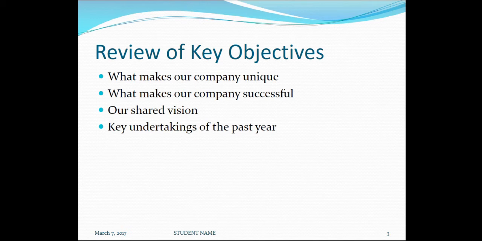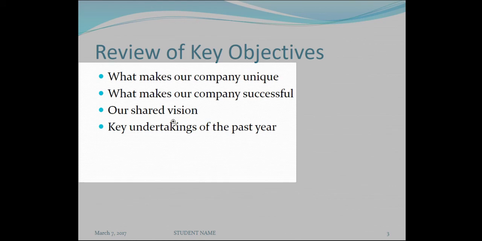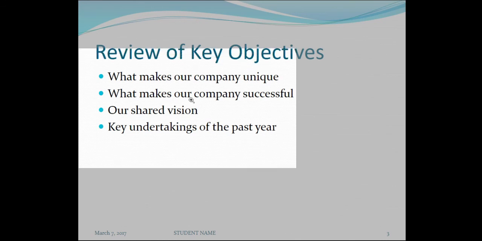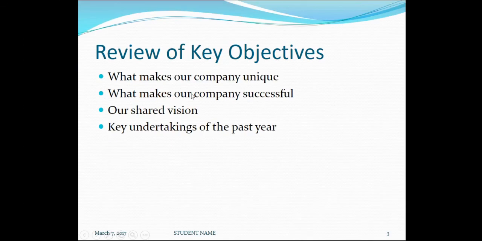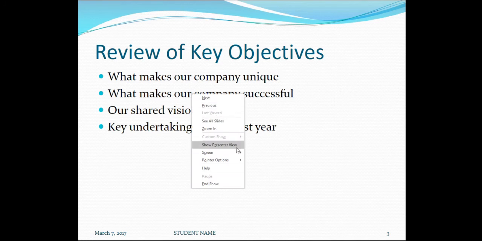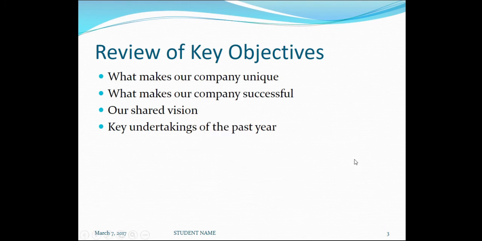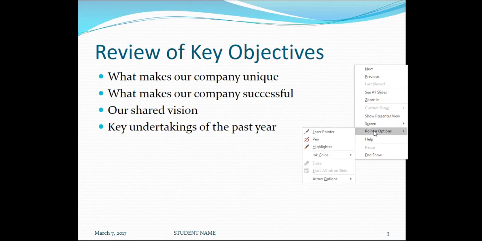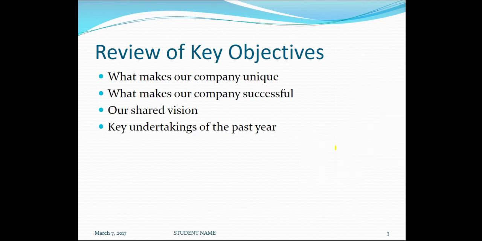Step 70. Display the toolbar and click the fifth button from the left, Zoom In. Move the spotlight over the bulleted list and then press the Escape key to stop using the tool. Step 71. Right-click anywhere on the screen and point to Pointer Options. Click Highlighter. Then on the slide, highlight the words Unique and Successful.